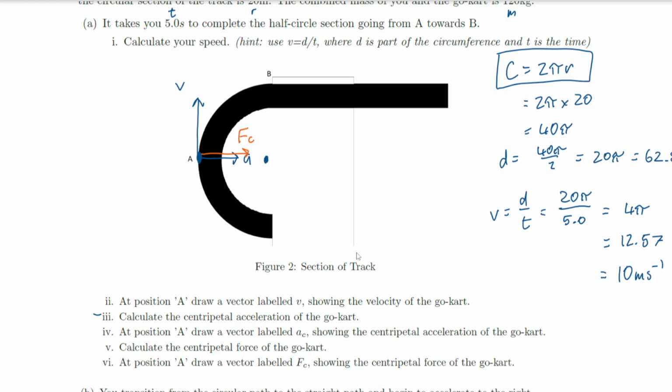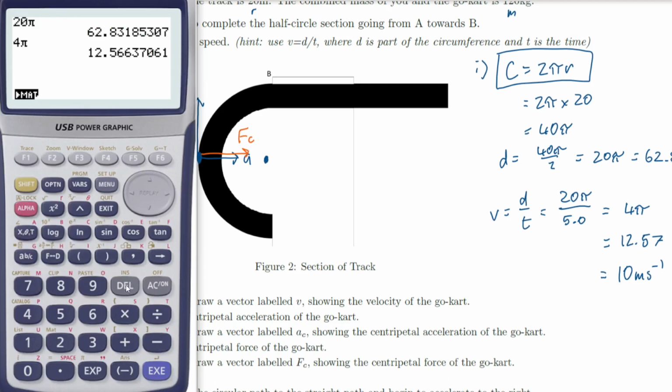But for acceleration and force, we can also calculate their values. So let's do that. Looking at your formula book, you'll find the equation. The centripetal acceleration is v squared over the radius. And we worked out the speed, right? 12.57 meters per second unrounded. And we're given the radius of 20 meters. So we can compute that.